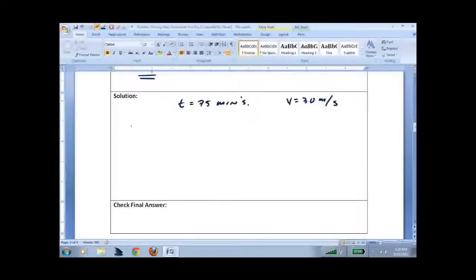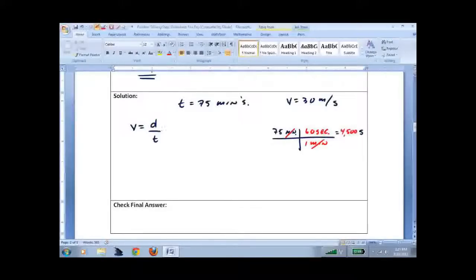So you might be tempted to say, well, let's just go V equals D over T, but we have a problem. We have to do a conversion. We need our time units to match up. We have seconds and we have minutes. They do not match up. So there's my 75 minutes. I want it in seconds. I happen to know that 1 minute has 60 seconds. Minutes cancel, leaving seconds. That's 4,500 seconds.